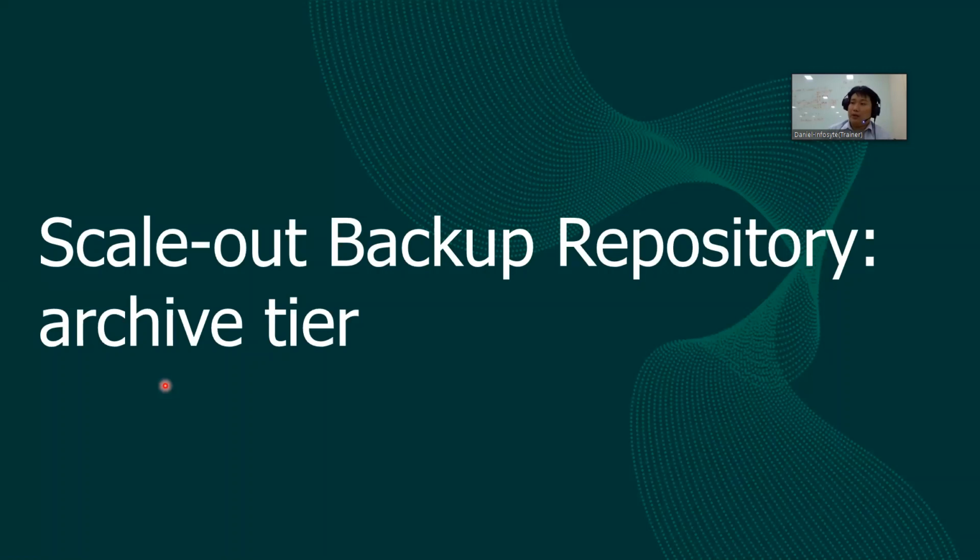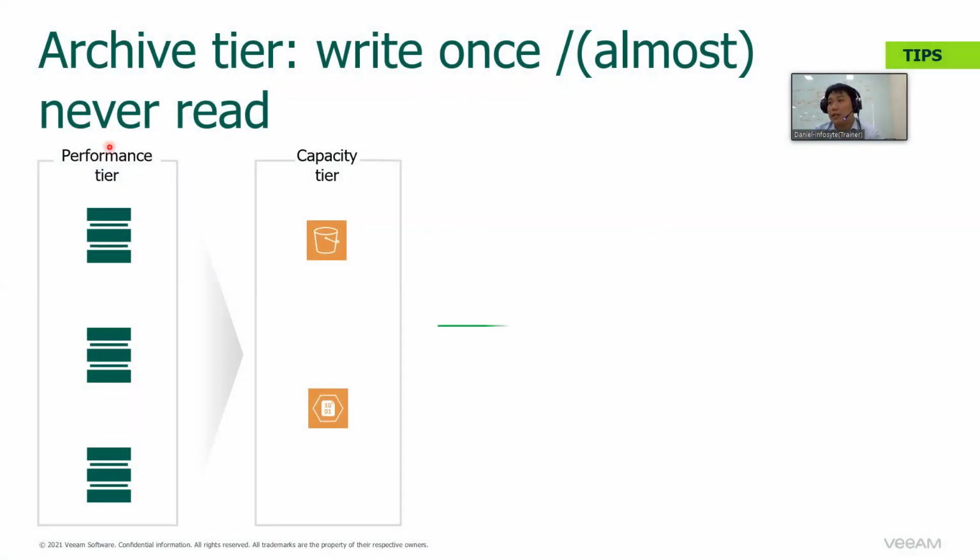Okay, so next we have this new feature added in. Starting from version 11, we have archive tier support. Earlier we already discussed the performance tier and capacity tier, right? Now, the capacity tier is the object storage from public cloud. It comes at a cost to keep your data there.